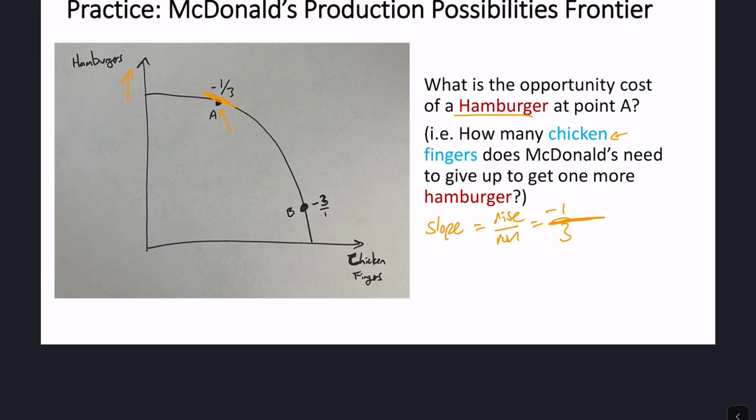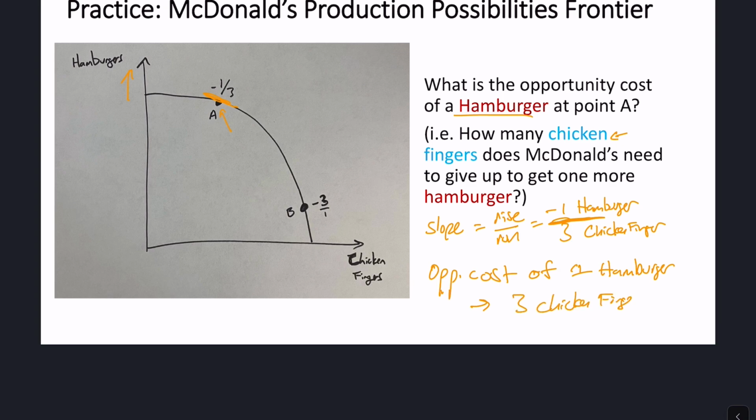And now I want you to put in the labels on those x and y axes. So when you think rise, you should think y axis, and that's going to be a hamburger. And run is going to be the x axis, and that label is going to be the chicken finger. Right? So our trade-off here is 1 hamburger to 3 chicken fingers. So if we want to know the opportunity cost of 1 hamburger, we know that that is equal to 3 chicken fingers. Okay. Right, so that's the way you can think of putting in these labels and getting that.